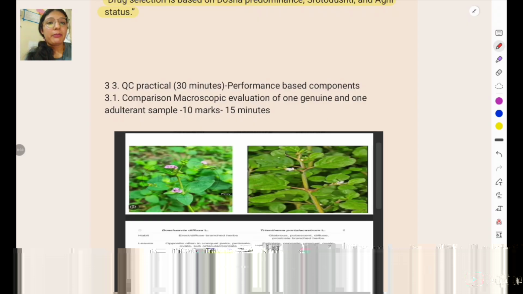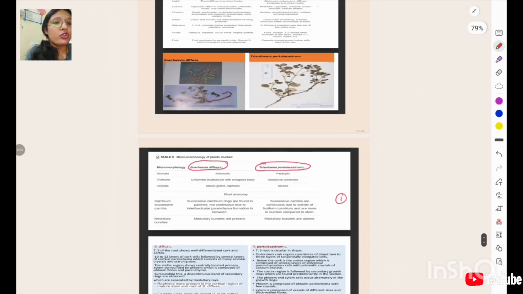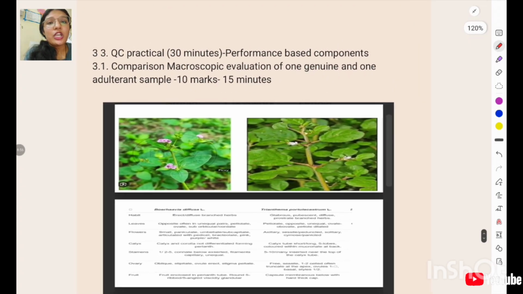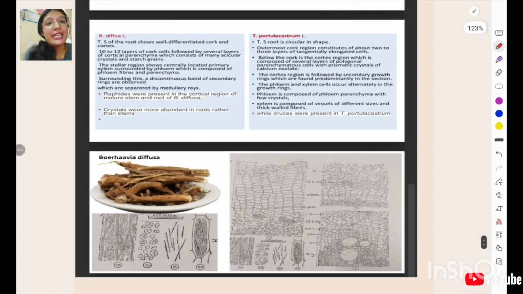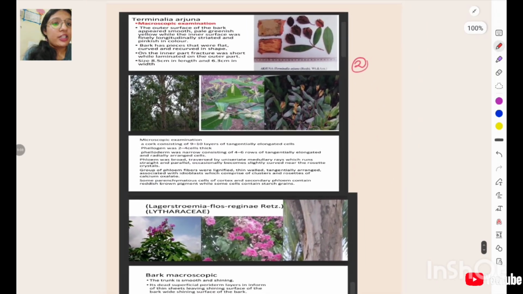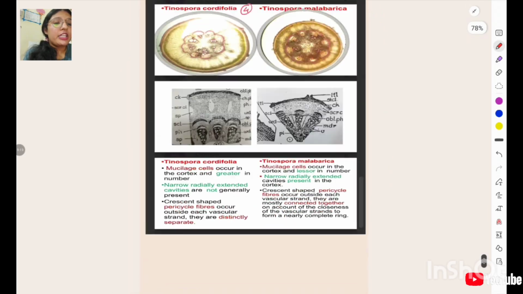The third part of our paper is the QC practical, quality control, and it is a performance-based component. First you have to do the comparison of macroscopic evaluation of one genuine and one adulterated drug. Macroscopic evaluation will be coming. For example, Punarnava, Rakta Punarnava, Shveta Punarnava. You can study this portion. I have shared the main slide on the Telegram channel. Then Terminalia arjuna and its adulterant Terminalia tomentosa also. Next is Tinospora cordifolia and Tinospora malabarica.